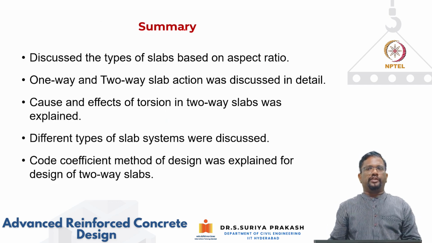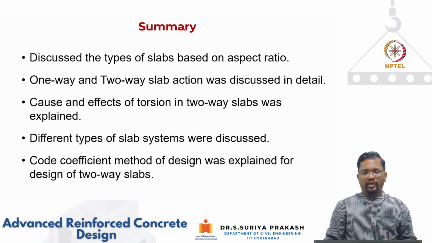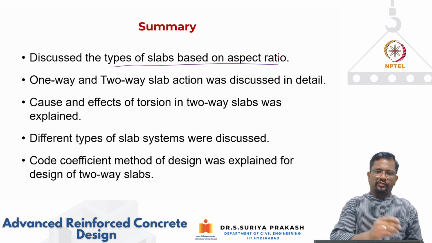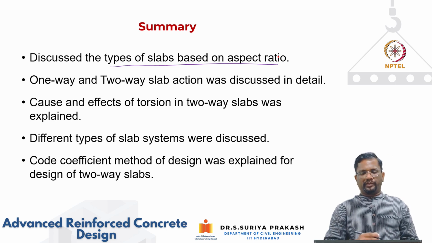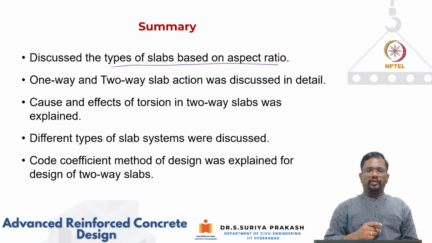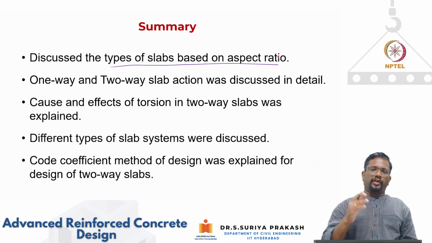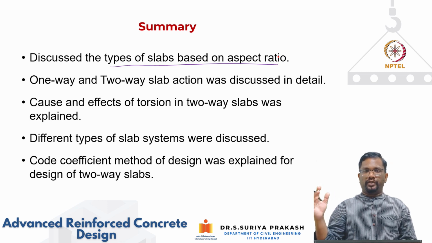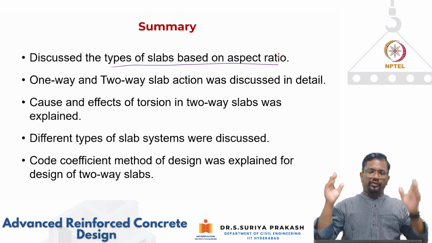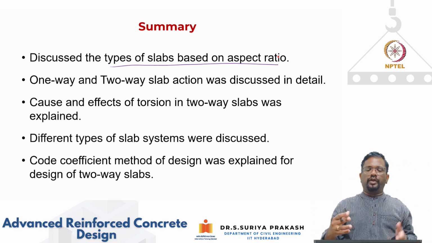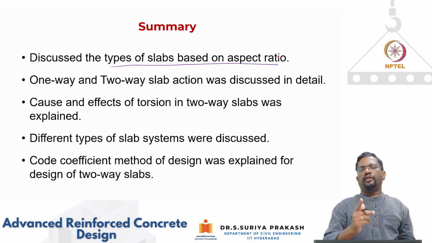Okay, so let's summarize what we have discussed in this module. We discussed different types of slabs based on the aspect ratio, and what the difference is between one-way and two-way slab action. It's not only based on your Ly by Lx dimension. Even when Ly by Lx is less than 2, if you have support in only one direction, then it will predominantly bend in one direction. So it is not only the aspect ratio of the panel, but also how the slabs are supported that determines whether the slab bends in one direction or two.